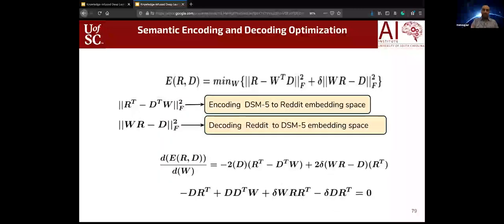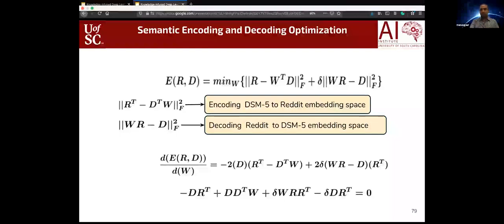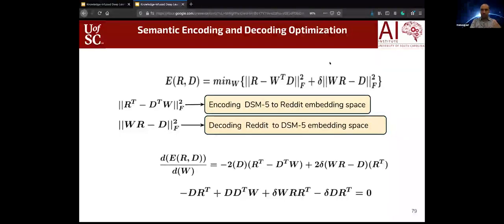And in a very abstract sense, this function talks about encoding from DSM-5 to Reddit, which is moving from a more knowledgeable source to a weaker source. And you also want to do the mapping by decoding from the Reddit to the DSM-5, which is the backward direction. So you want to optimize for both sides.